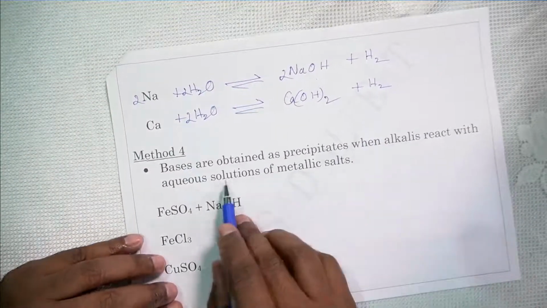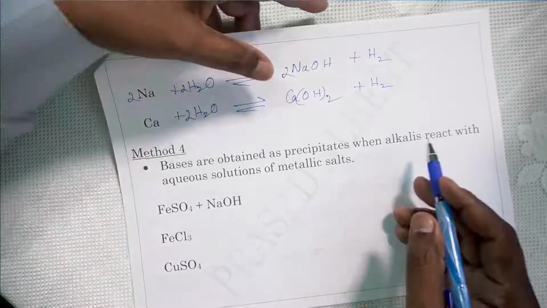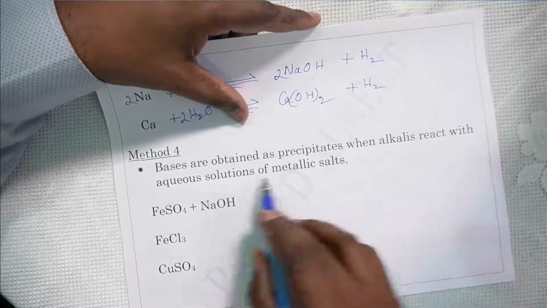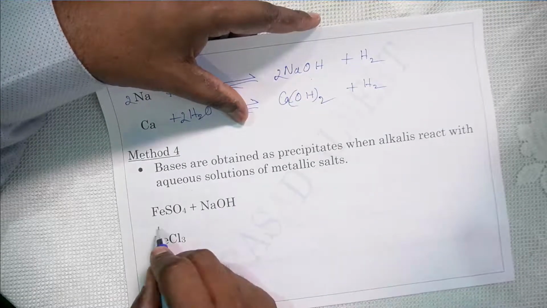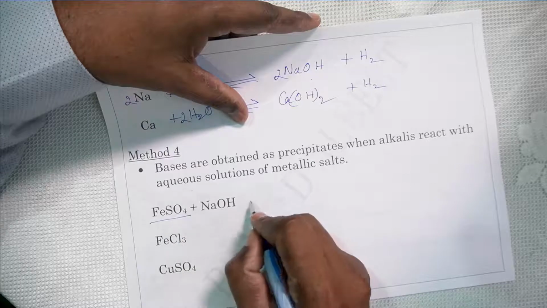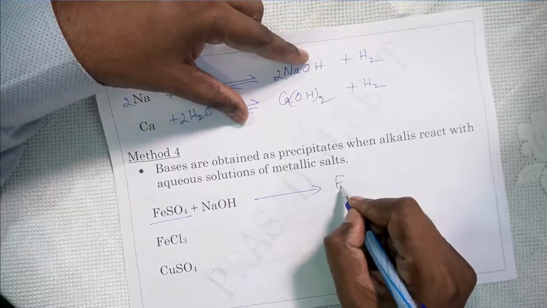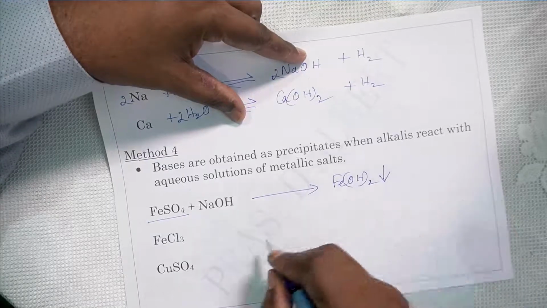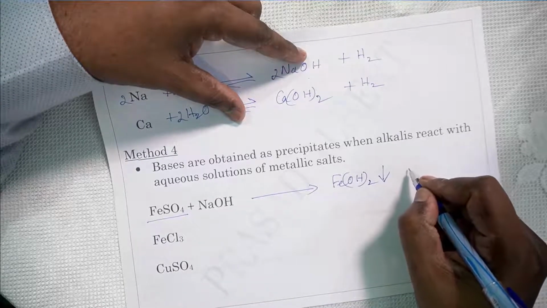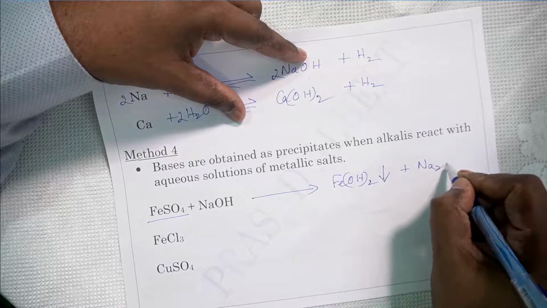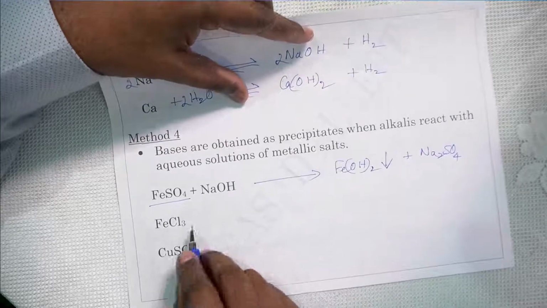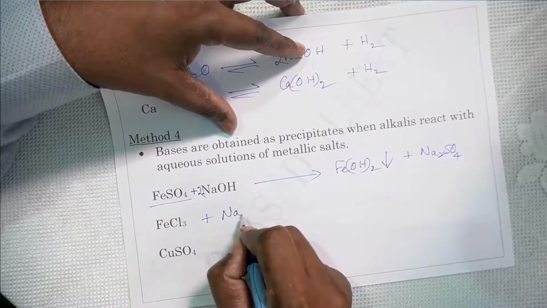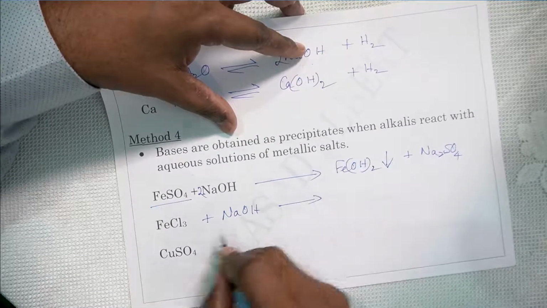Now the fourth method is bases are obtained by a double decomposition reaction as precipitates when alkalis react with aqueous solution of metallic salts. Example, ferrous sulfate, FeSO4, when NaOH is added to it, you get Fe(OH)2, ferrous hydroxide, which is a pale green precipitate, and you also get Na2SO4. Sodium sulfate salt is also present. 2 NaOH is required. Now here again you can add NaOH or KOH as you like, whichever alkali.